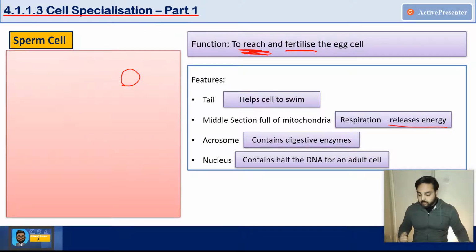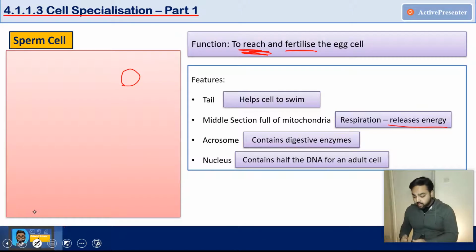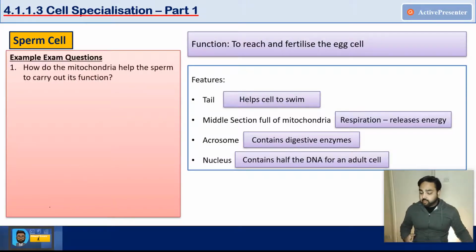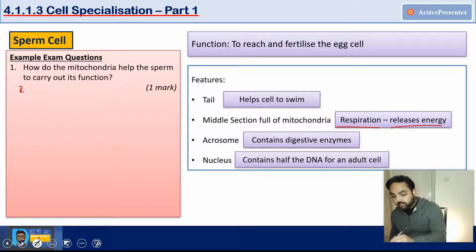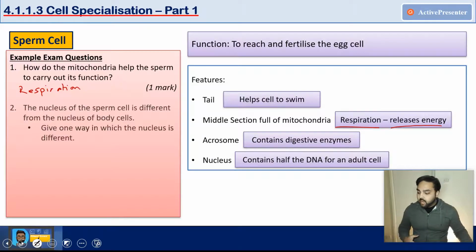Now, what sort of exam questions will you see when it comes to sperm cells? There's quite a few. For example, how do the mitochondria help the sperm cell to carry out its function? Well, they carry out respiration, which releases energy, and that's what you need to say. This is worth 1 mark. Obviously, I've summarized it; when you write it, write it as a full sentence.